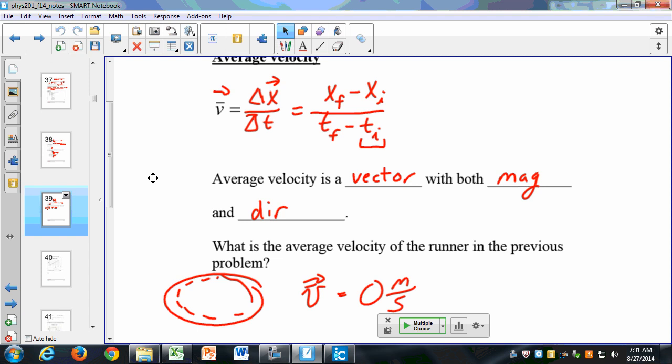Let's continue on in chapter 2. We're defining things. You recall we defined the displacement last time. That's just the difference in the positions, the final minus the initial position. And then we also defined vector and scalar quantities. Remember, vector quantities have magnitude and what? Direction, right? And then scalar quantities just have magnitude.